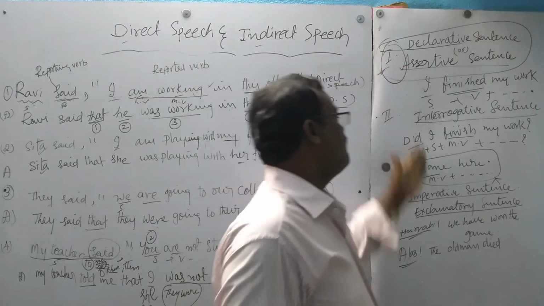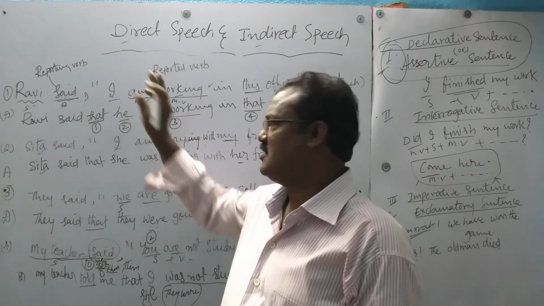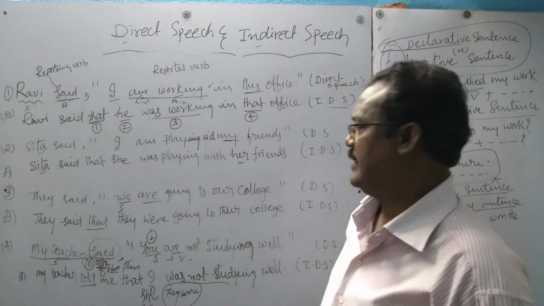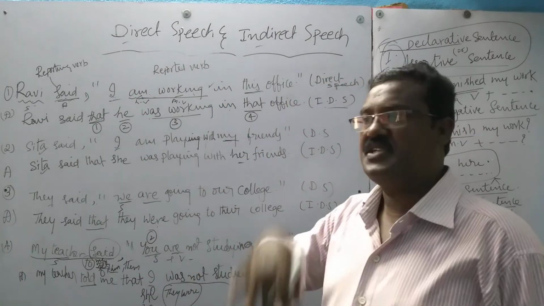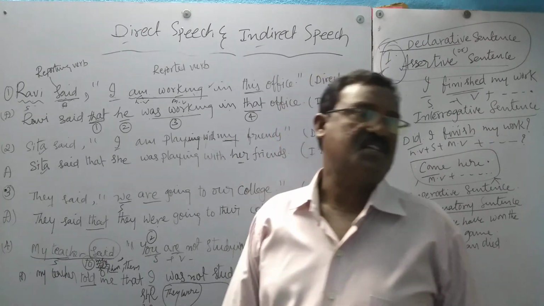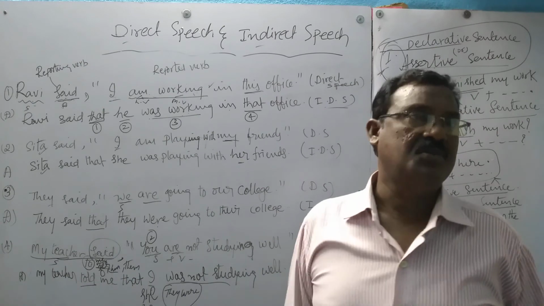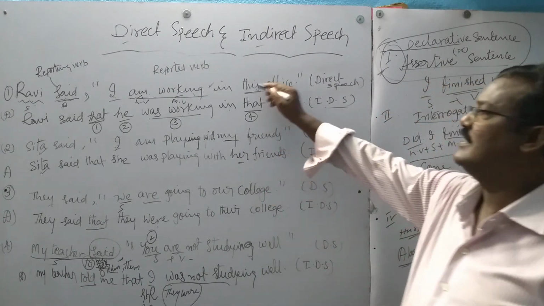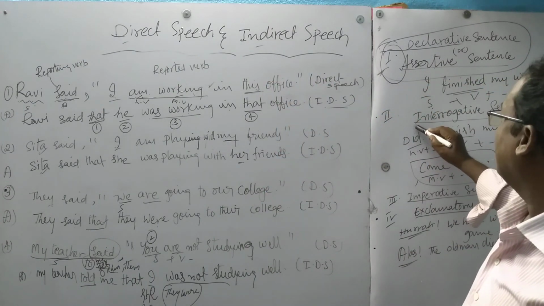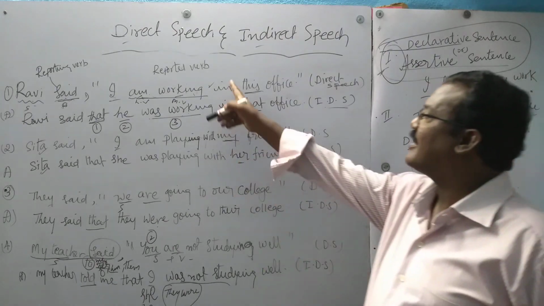So here, different types of sentences we can use in direct speech. In this way, we can change direct speech into indirect speech. So go through them and try to understand. In the next video, we are going to discuss the sentences which are in interrogative form.